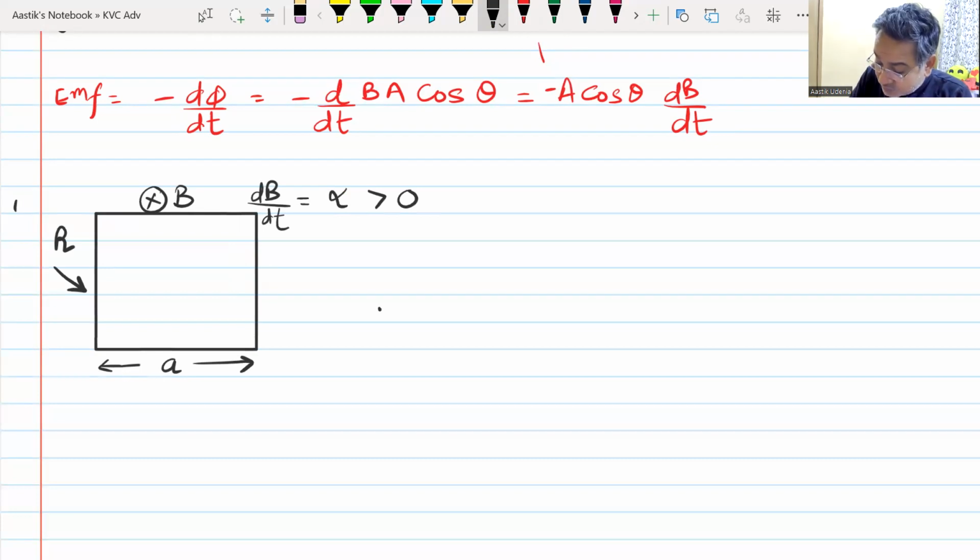You have to find out in this question, number one, the EMF induced in the loop, and the current flowing through the loop as a function of time. What is the current in the loop, and what is the direction of current? Can you tell me the direction of current first? What will be the direction of the current in the loop?